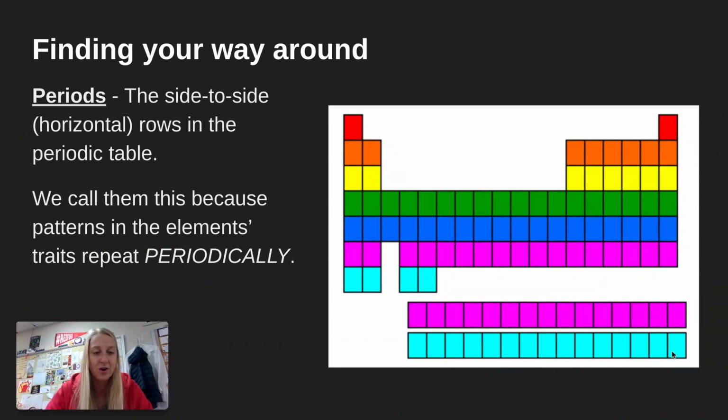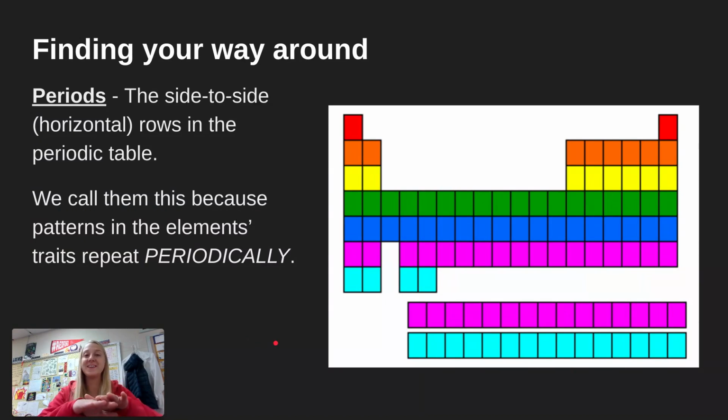You do need to know that we call the side-to-side horizontal rows in the periodic table periods, okay? Think about it like if you're looking at a calendar and there's weeks laid out on the calendar. That's the same thing. It's like periods in the periodic table look like weeks in a calendar. So one question I like to ask students is how many periods are in the periodic table? Well, we've got 1, 2, 3, 4, 5, 6, and 7.